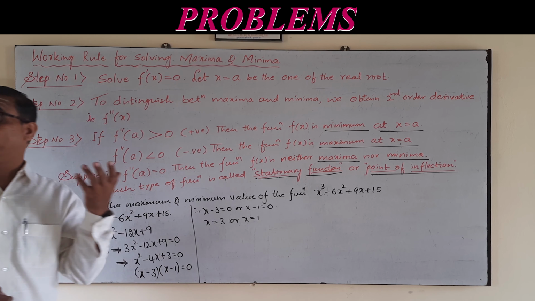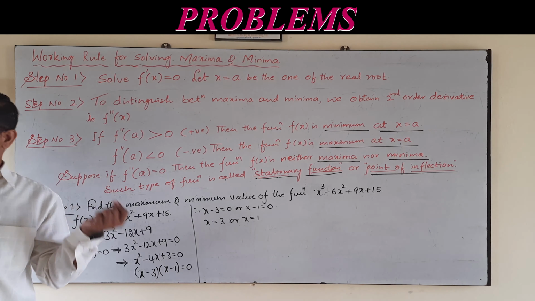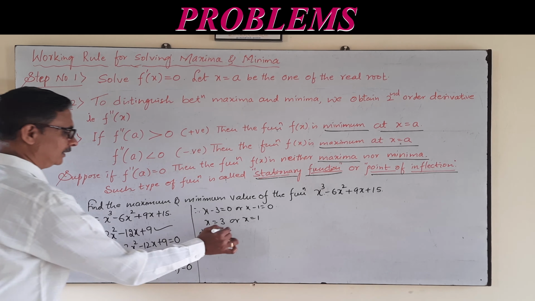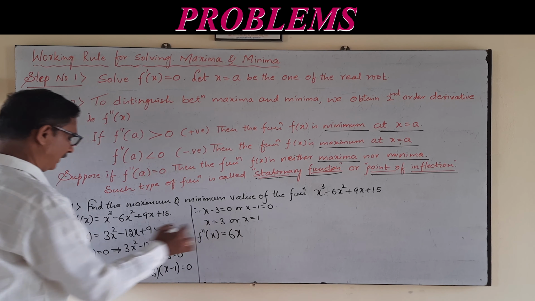To check at which root there is maximum and at which there is minimum, what should we do? Go for step number 2. To distinguish between maximum and minimum, we obtain the second order derivative, that is, solve f double dash x. Differentiate again. f dash x is 3x square minus 12x plus 9. Differentiating again: derivative of 3x square, 3 twos are 6 into x, minus derivative of 12x, which is 12, a constant, derivative of 9 is 0. Second order is done.